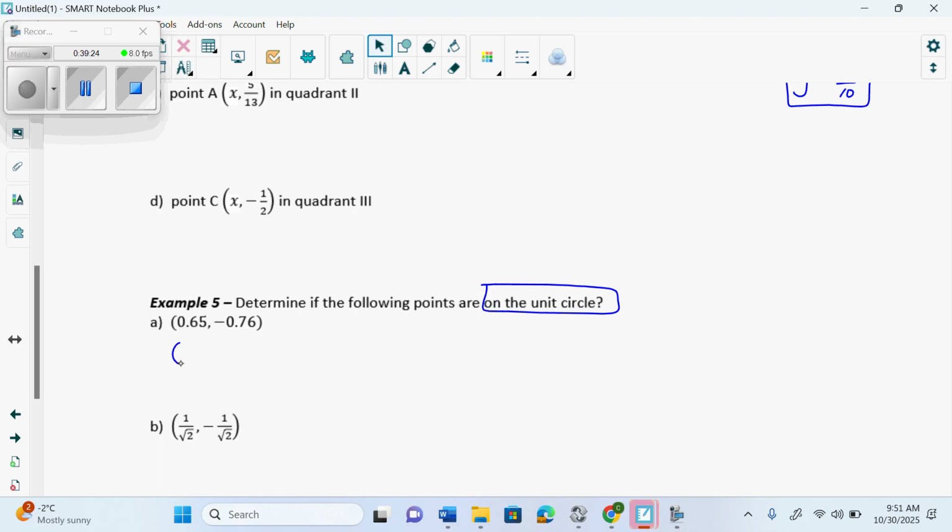So we're going to go 0.65 squared plus negative 0.76 squared equals 1. And then I believe you get 1.001 or 0.001. So people tell me that's close enough. Yay, it's on the unit circle. No. The radius is 1. 0.0001 is just so outside of it, correct? So is it on the unit circle? No. Therefore, not on the unit circle.